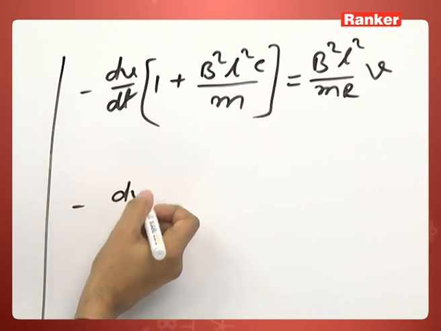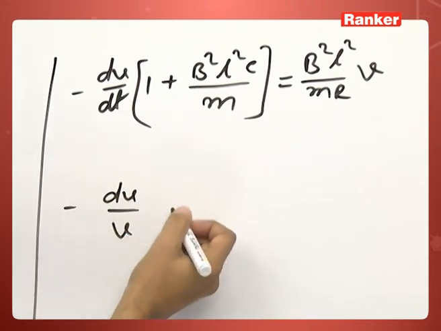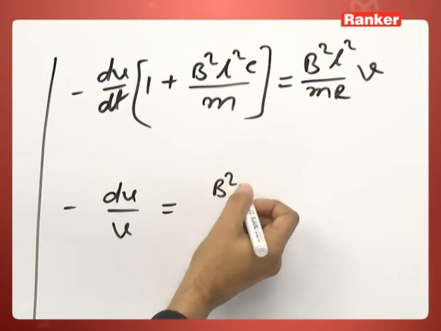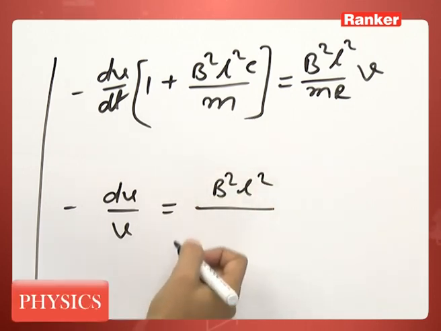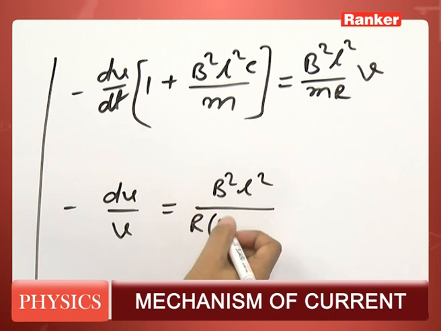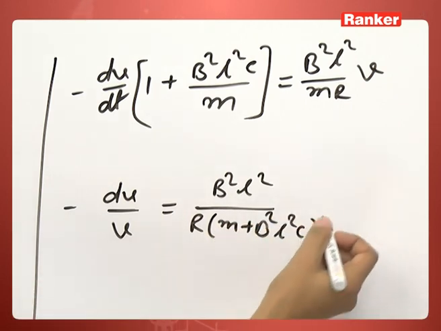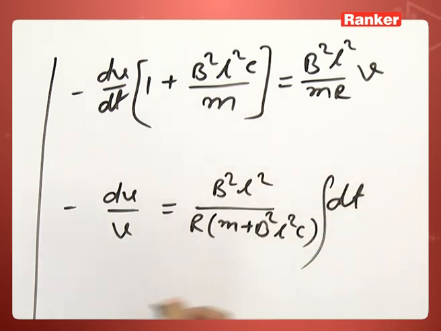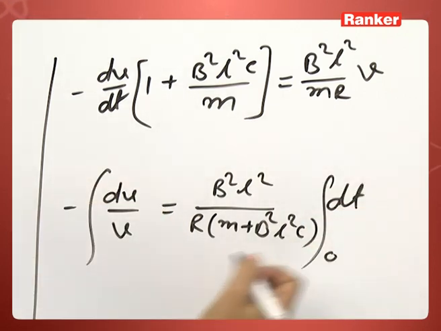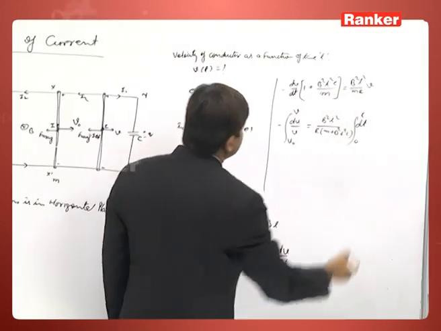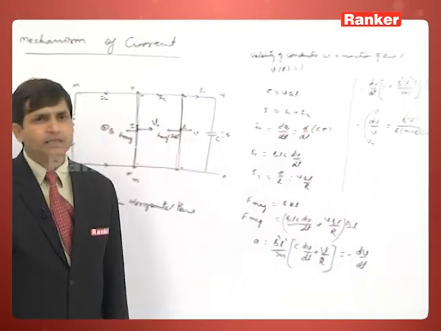So minus dV by V is equal to B squared L squared by R M plus B squared L squared C into dt. Integrate from t equals 0 with velocity V naught to time t with velocity V, and we further simplify.